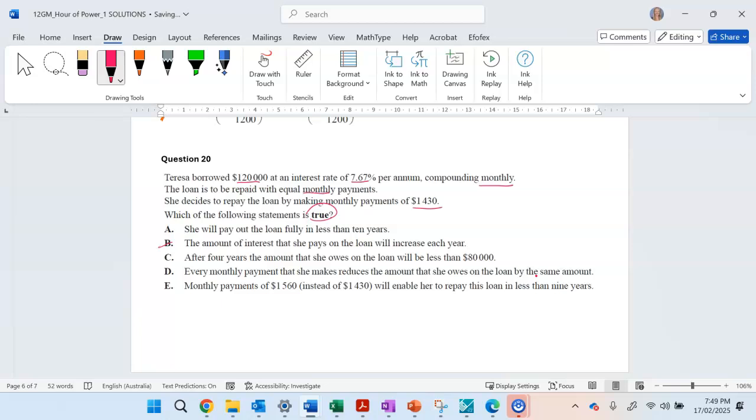All right, after 4 years, the amount that she owes on the loan will be, I don't know. Every monthly payment she makes reduces the amount that she owes on the loan by the same amount. No, because of the interest. So that's not that because it's compounding. Monthly payments of that instead of that will enable her to repay this loan in less than 9 years. Okay, that doesn't really make sense. Oh, okay, so if we change the monthly payment.